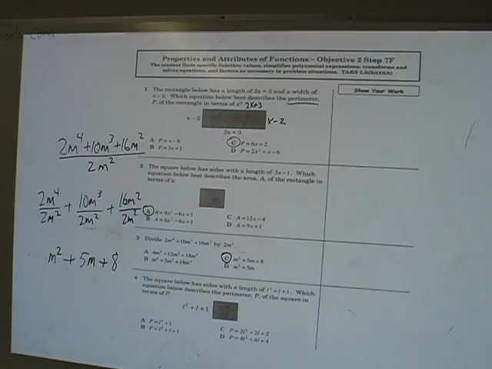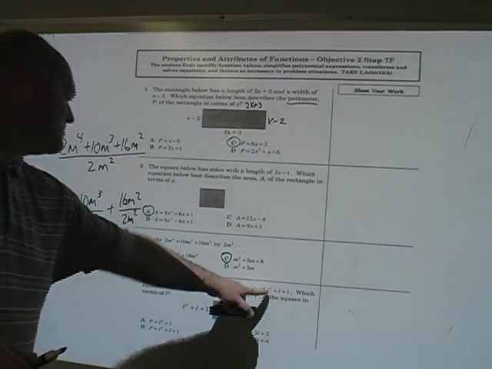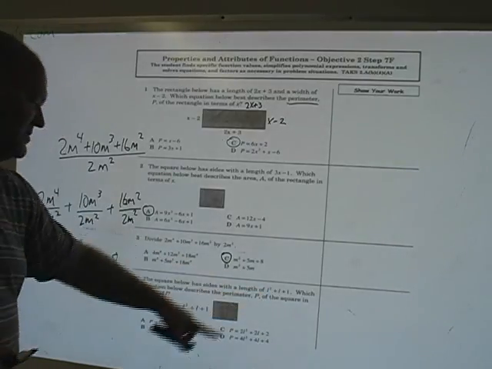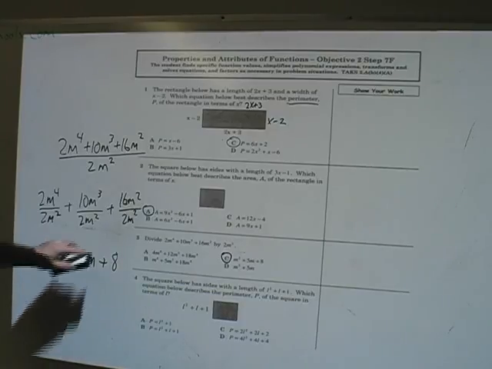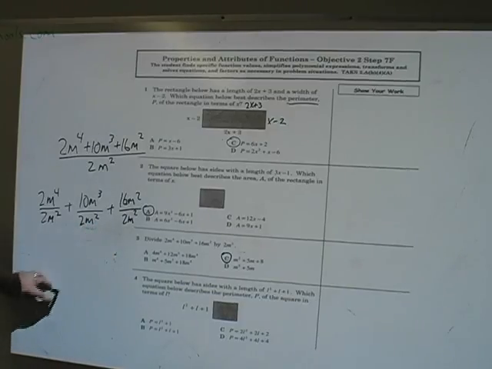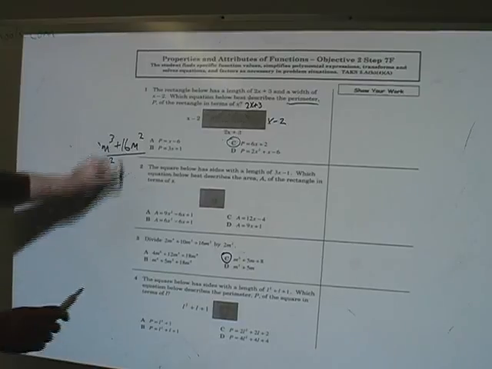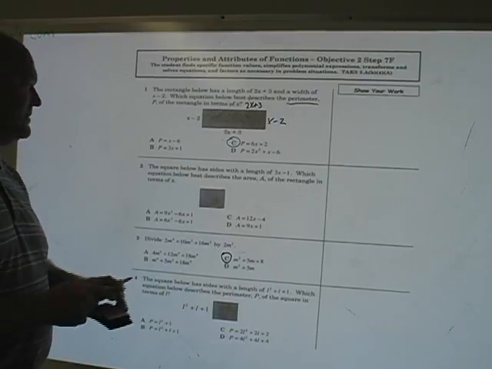Number 5, we have a square with this length. Okay, so all 4 sides are the same, and they want to know the perimeter, so you just need to add up all 4 sides. You should know how to do that.